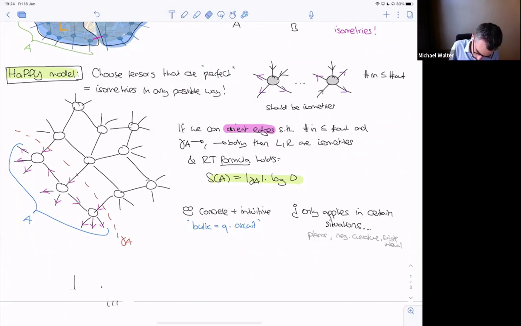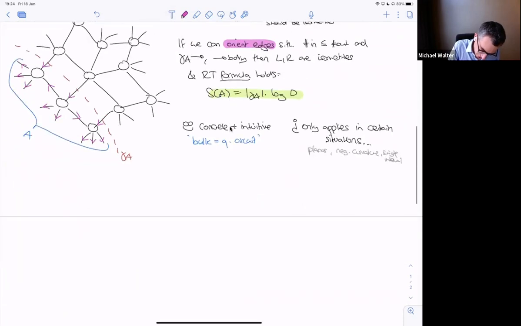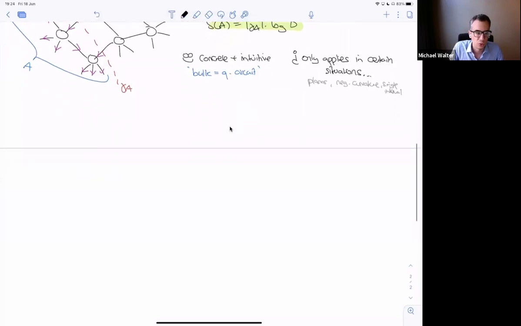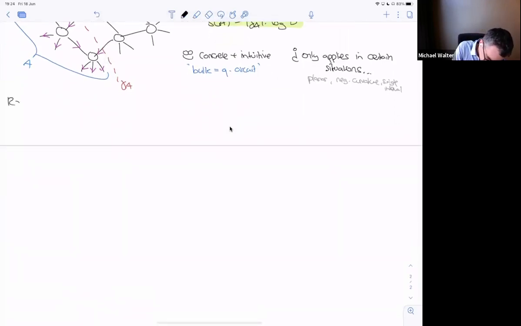All right. Great. So now we'll discuss this other model, and hopefully we still have a little bit of time to then talk about codes. So the other model is called the random tensor network model.